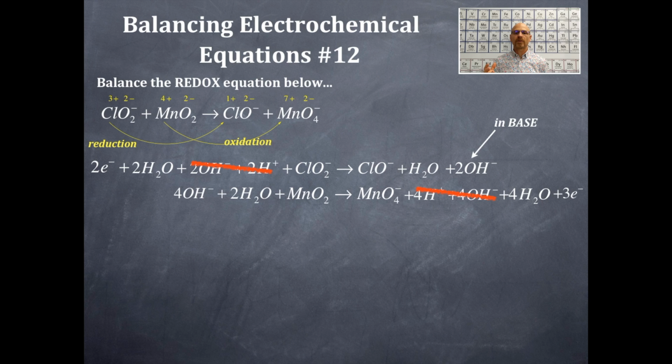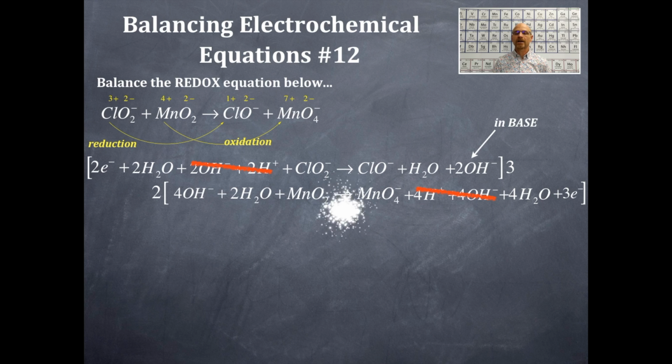In order for me to finish up this problem, I need to sum up these 2 equations. But in order for me to sum them up, I need to have an equivalent number of electrons on opposite sides. So I'm going to have to multiply the top equation by 3 and the bottom equation by 2. That will give me a total number of electrons on both sides of 6, which will cancel out. And that's our end result.